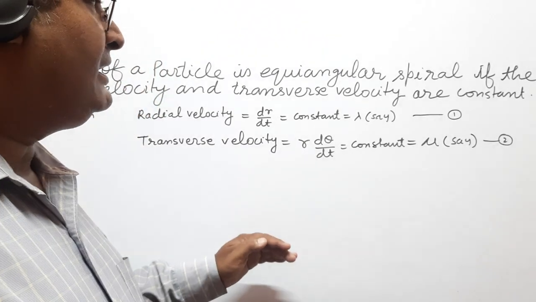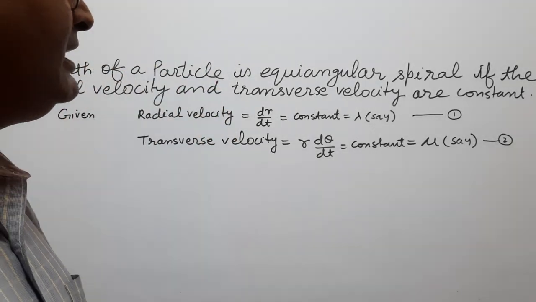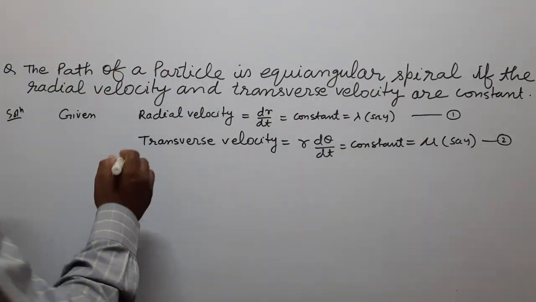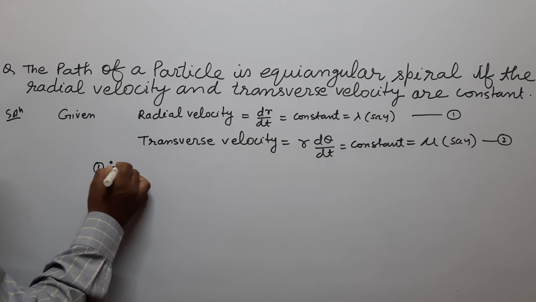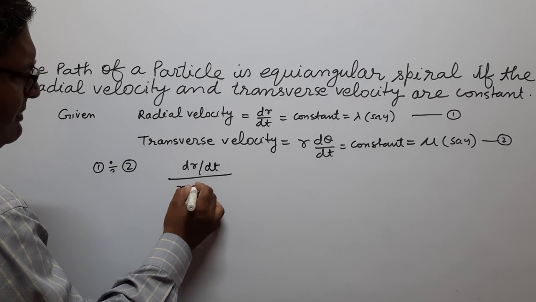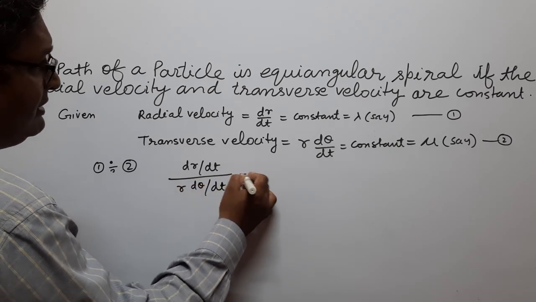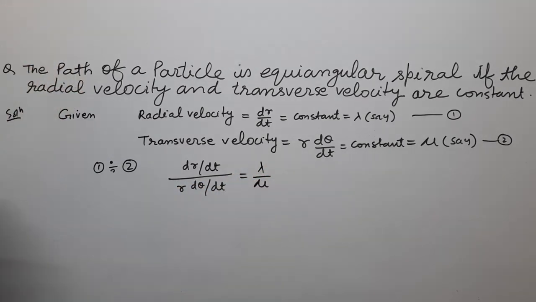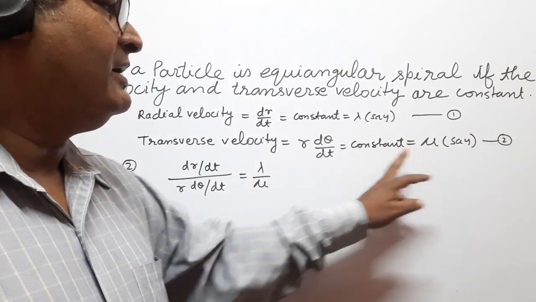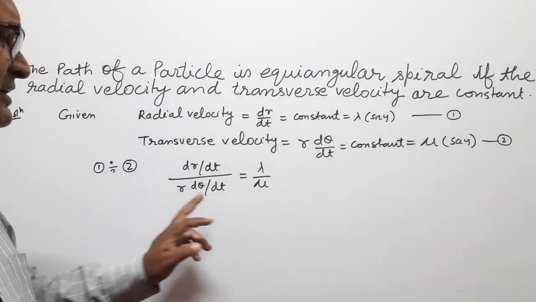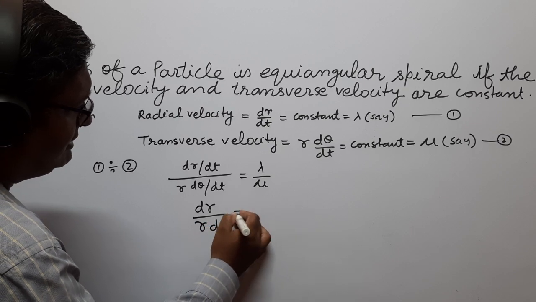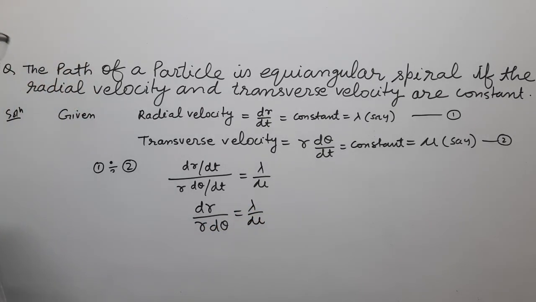Now we have to prove that the path of the particle is an equiangular spiral. So first we divide equation one by equation two. We get dr by dt divided by r d theta by dt equal to lambda divided by mu. You can see here equation first divided by equation 2, so this dt is cancelled out. So this can be written as dr upon r d theta is equal to lambda upon mu.